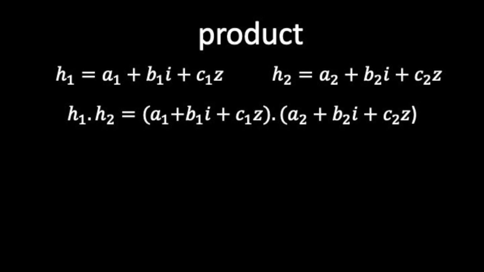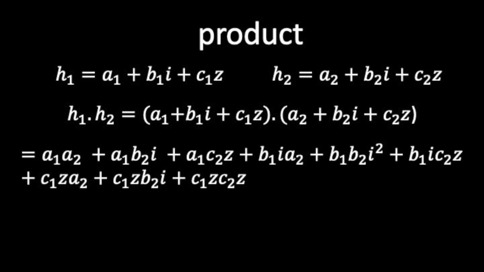Let's now multiply two hypercomplex numbers, h1 times h2. a1 plus b1i plus c1z times a2 plus b2i plus c2z equals a1 a2 plus a1 b2i plus a1 c2z plus b1i a2 plus b1 b2 i squared plus b1i c2z plus c1z a2 plus c1z b2i plus c1z c2z. Notice the term b1 b2 i squared.